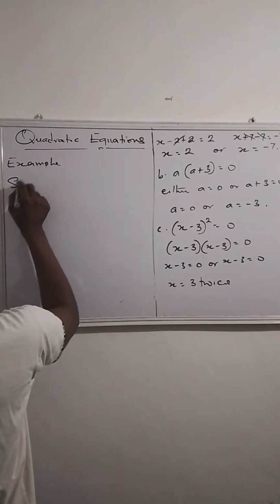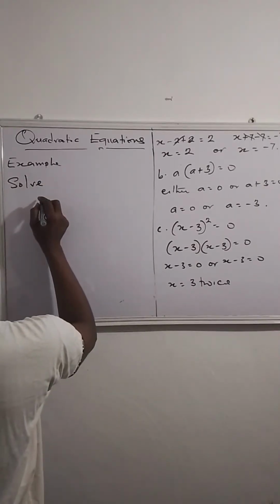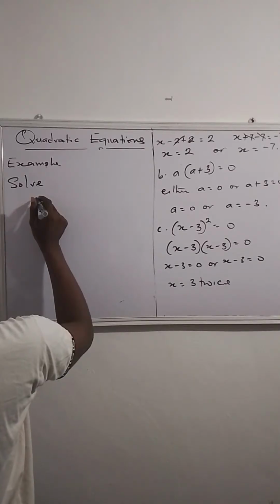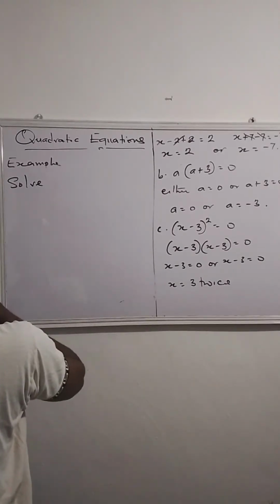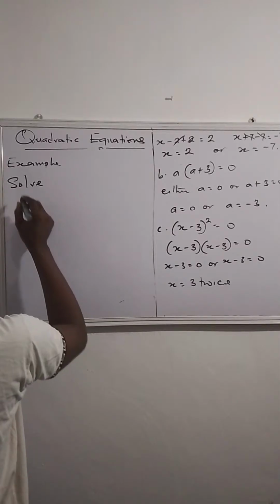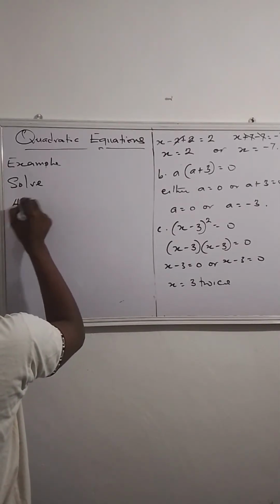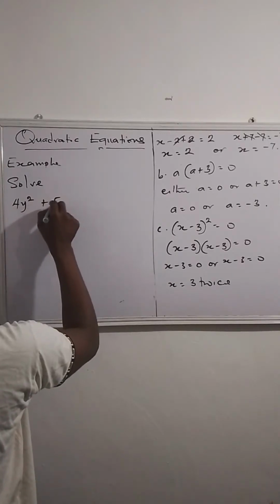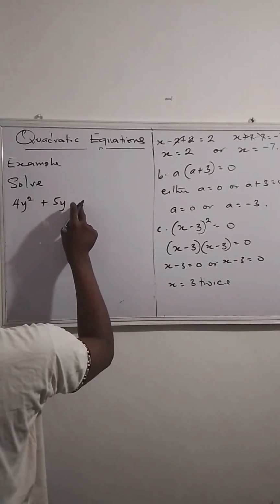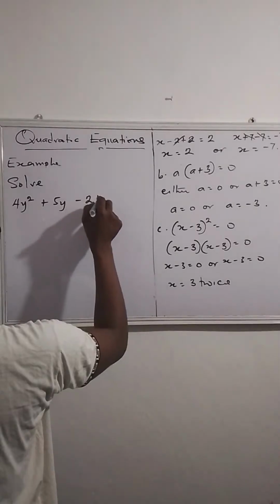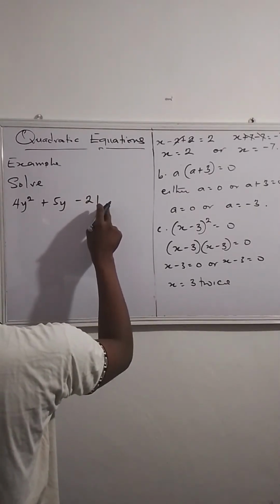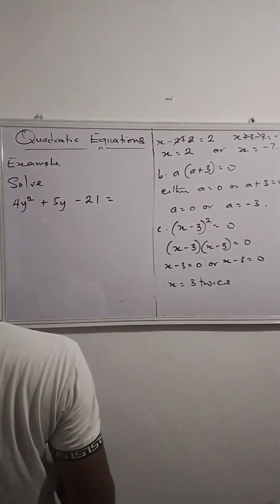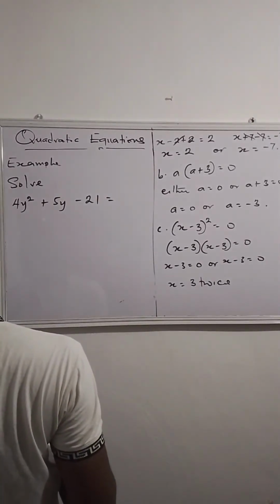So 4y squared plus 5y minus 21 equals 0.